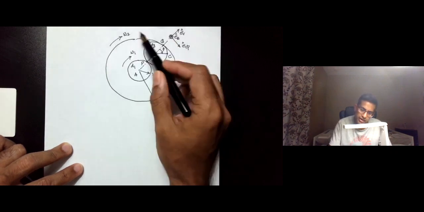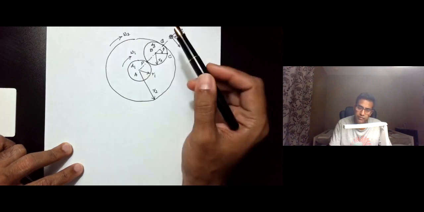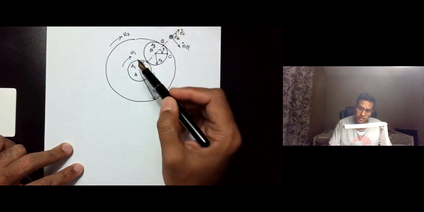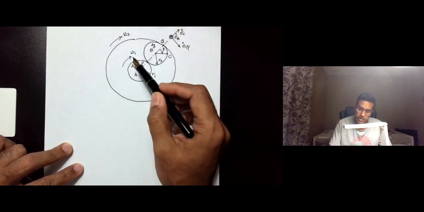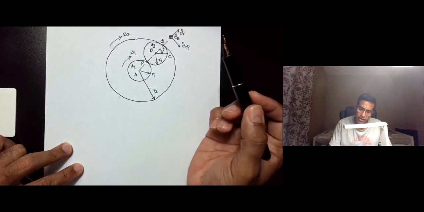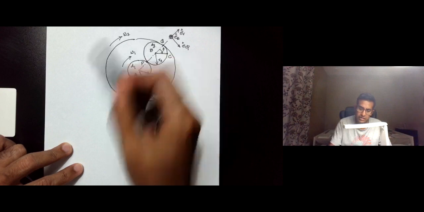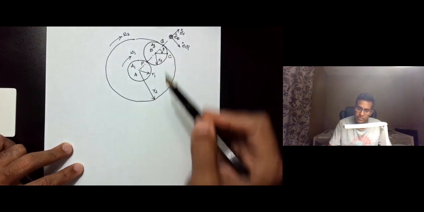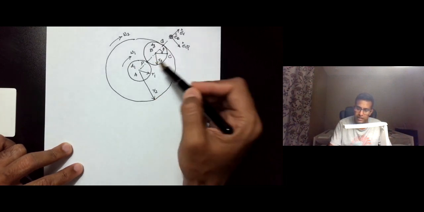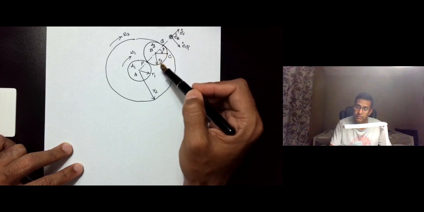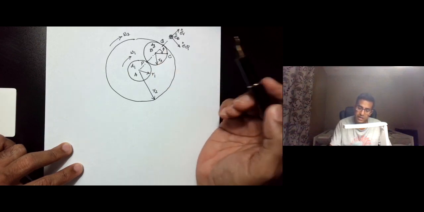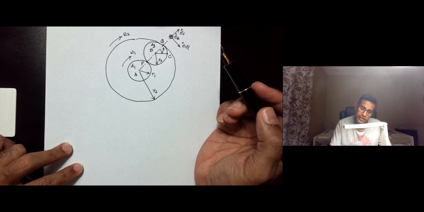It is given that the ring gear is rotating with an angular speed of omega-2, it's a constant angular speed. The sun gear is rotating with an angular speed of omega-1. The radius of the sun gear is r1, the radius of the ring gear is r2. So accordingly you can find the radius of the planetary gear, which we have named r3, but it can be expressed in terms of r1 and r2.